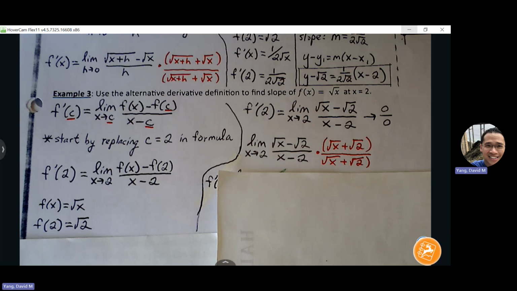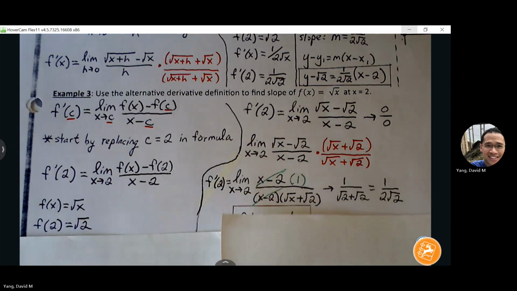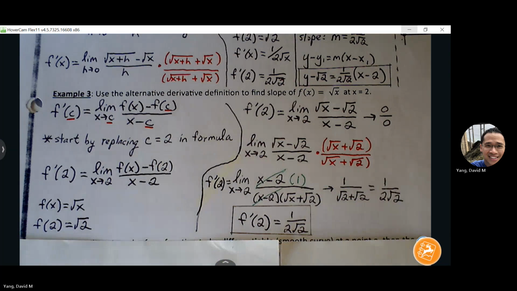Expand the numerator, but leave the denominator in factored form. The x minus 2 in the denominator is ready to go. We don't want to lose that. So the numerator expands out to be x minus 2. The middle terms drop out. X minus 2, that's a perfect match with that x minus 2 in the denominator.